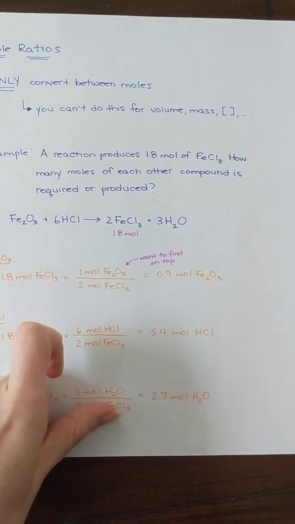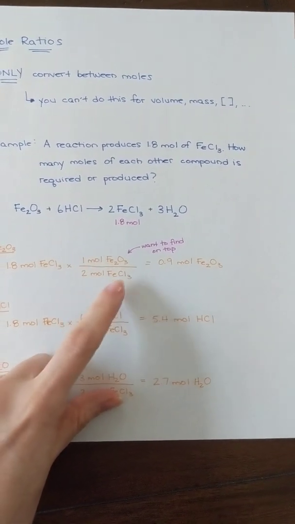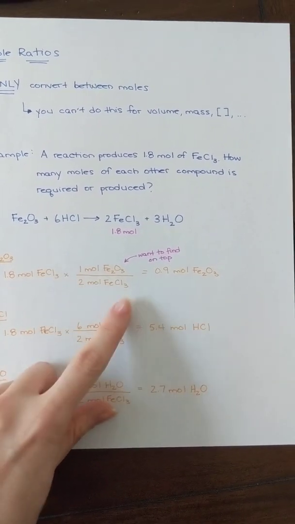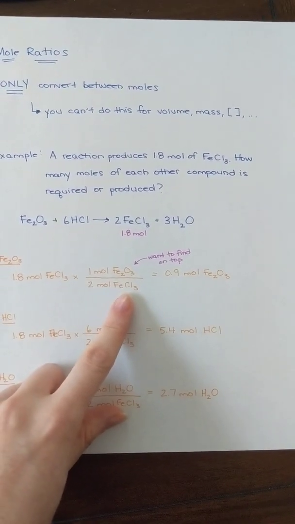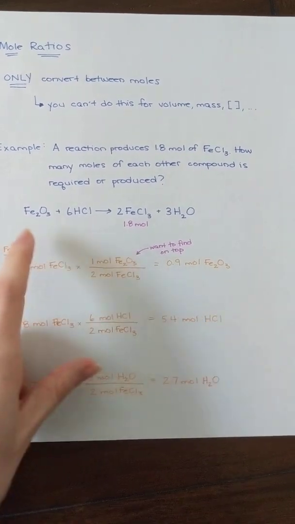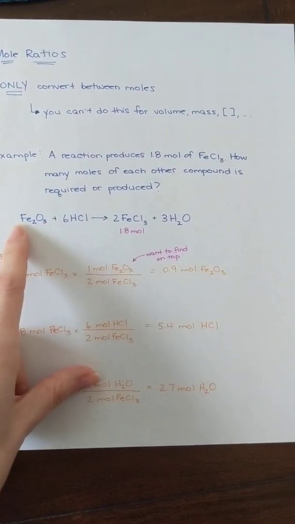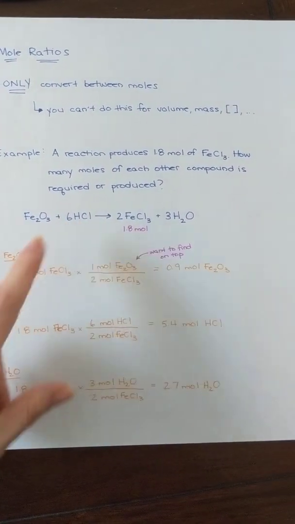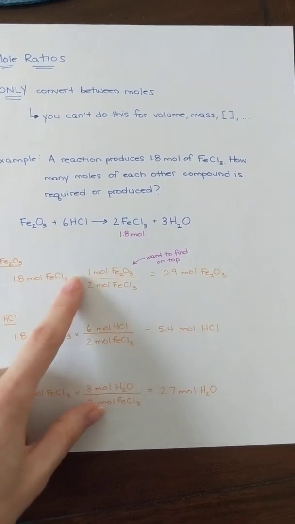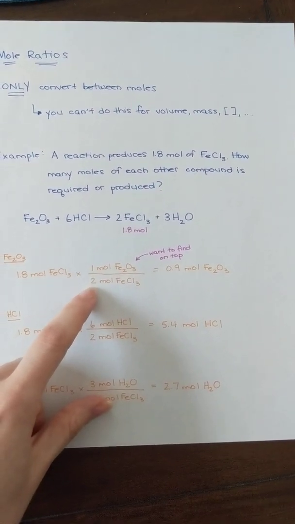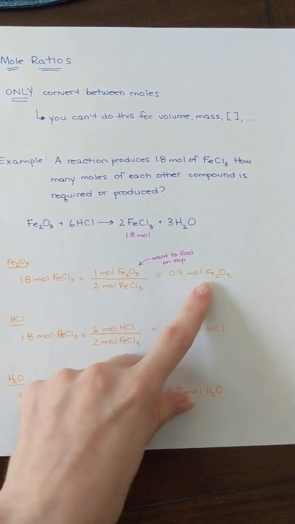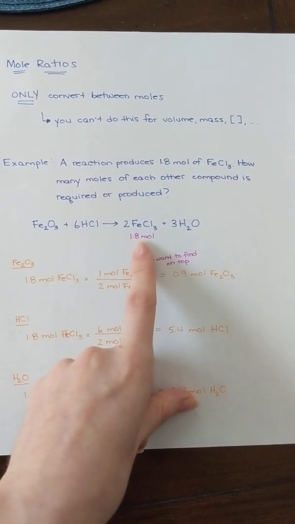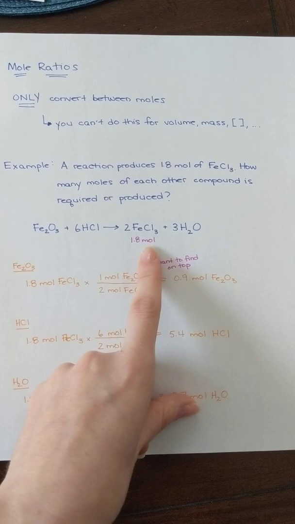So we're trying to find iron oxide, it goes on top, and the 2 moles of iron chloride, the stuff that we already know about, goes on the bottom. That 1 is because there's no number here, it's pretty much a 1, and that 2 is because it's balanced by a 2 here. So we do our 1.8 times 1 divided by 2, and we get 0.9 moles of iron(III) oxide needed in order to make 1.8 moles of iron chloride.